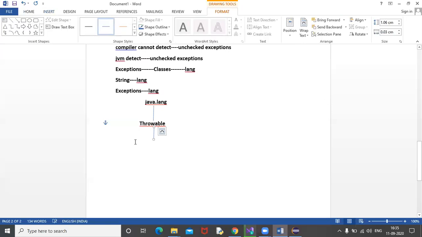Now, on one side, let me write Exception, and on the other side, I will go with the other one. Another one I will draw here like this. Again, I will take this. Wait.